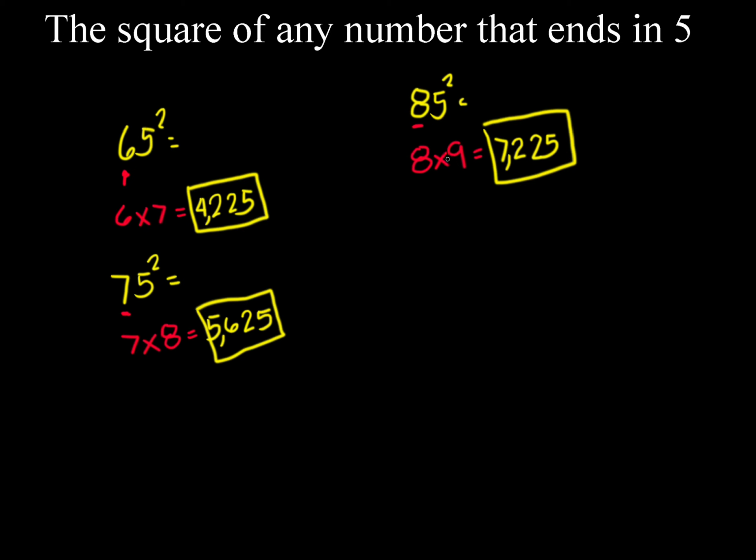Let's try it out again. Let's say we want to find the square of 55. So what's the number before your 5? Oh, we got another 5. So again, we have 5. Multiply it by the number that we get when we add 1 to 5, and that will just give us a 6. So 5 times 6 will just give us an answer of 30. And then we attach the number 25. So the final answer will just be 3,025.